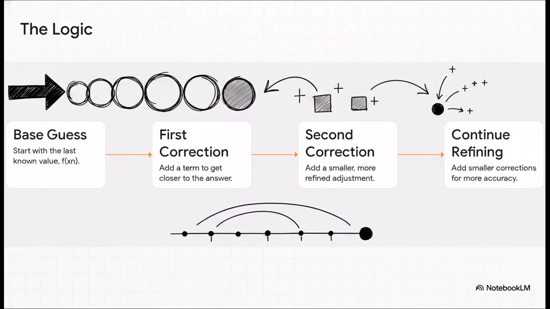The logic here is actually pretty elegant. You start with the last known value, that's your base guess, then the formula just systematically adds a series of corrections. Each new piece you add on is a smaller, more refined adjustment that inches you closer and closer to the real value. It's kind of like fine-tuning a really sensitive instrument.